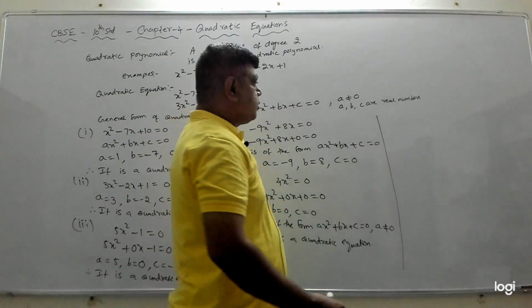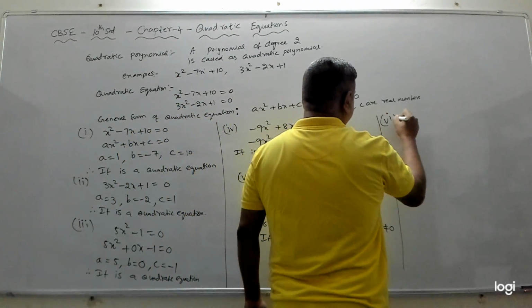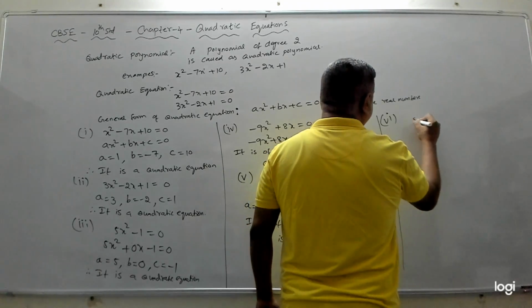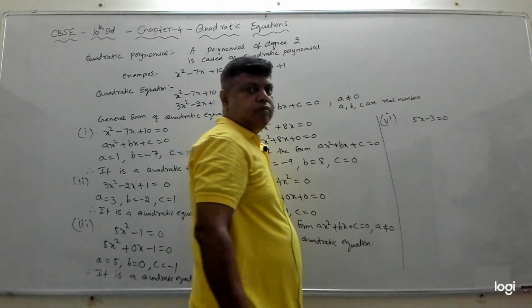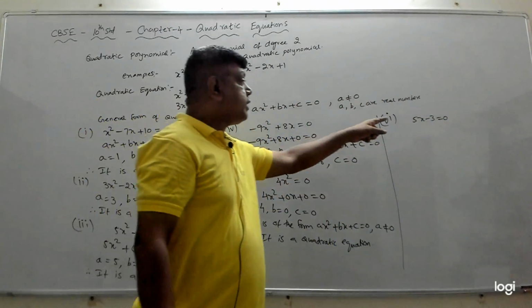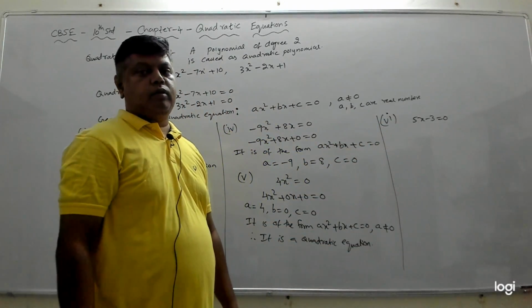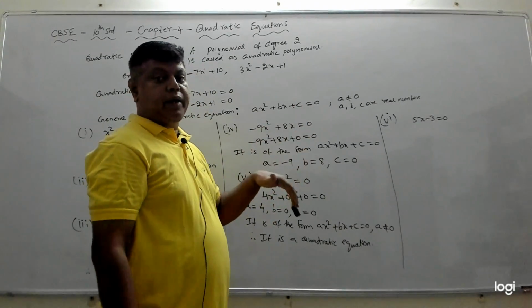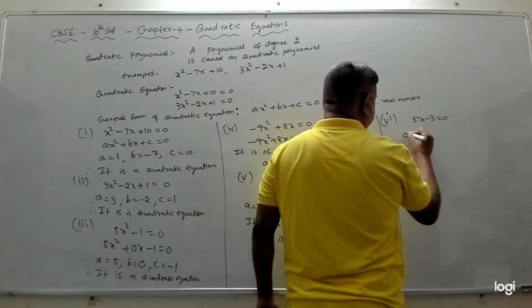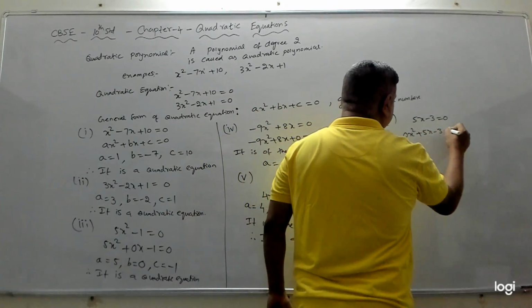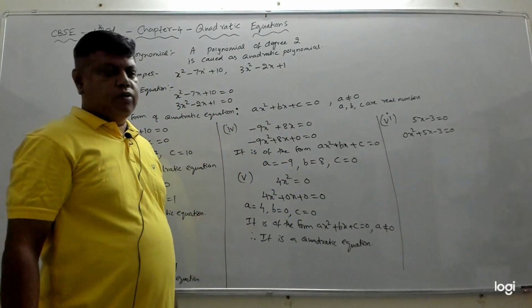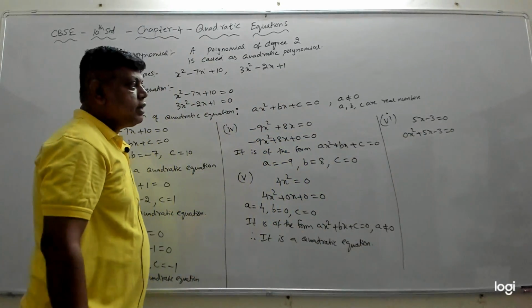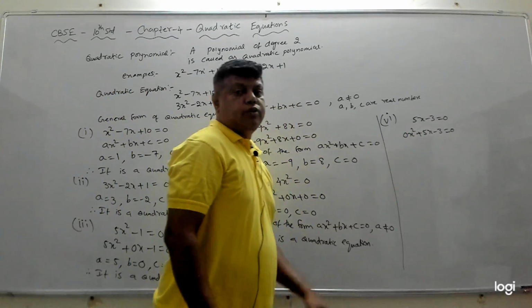Suppose I take one more, probably the last example, just to show something which is not a quadratic equation. Let's take the sixth one. Suppose we take the equation 5x minus 3 equal to 0. Now the question is, is it a quadratic equation? We should check whether it looks like this. No, but can I write it in this form? I can write it as 0x square plus 5x minus 3 equal to 0. 0x square means 0.